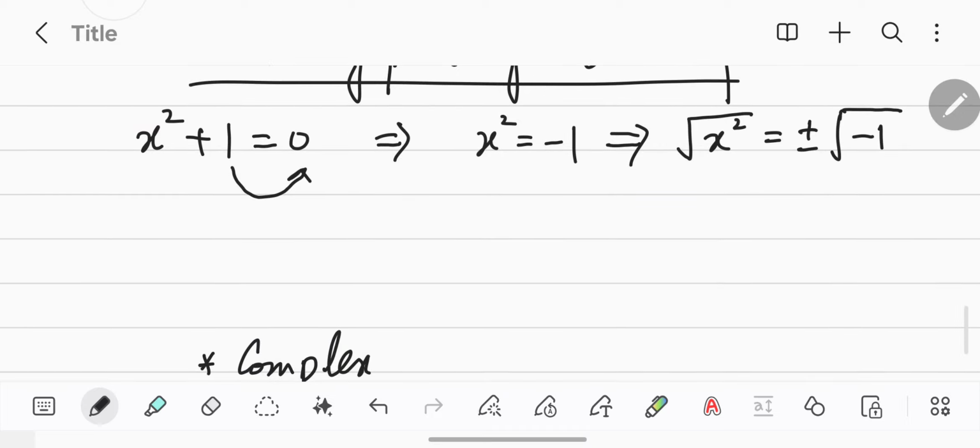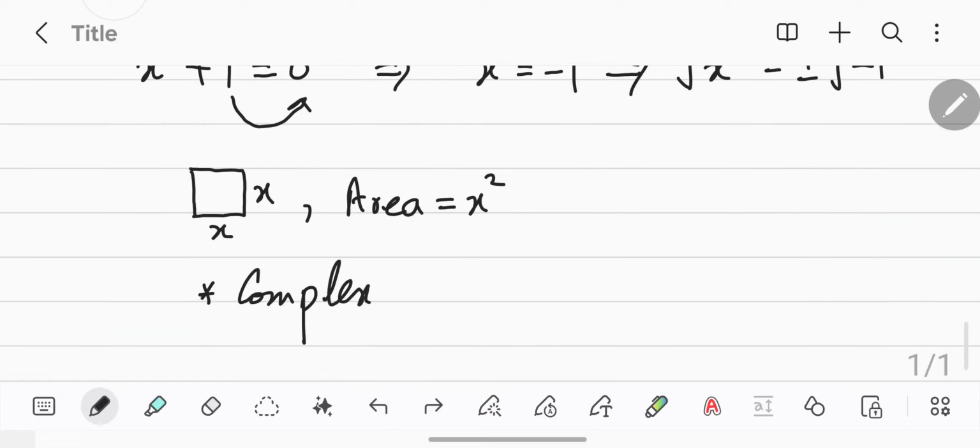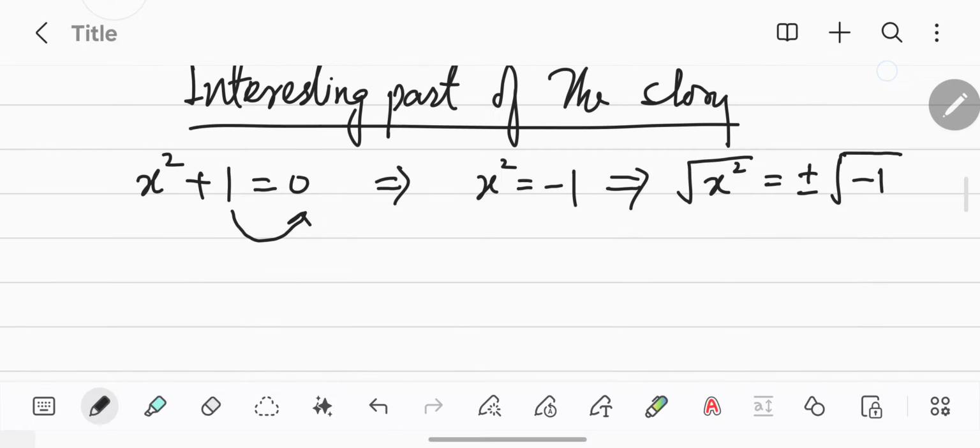Why? Because if you think of a square whose length is x and whose height is also x, if I ask you to find the area of this square, it will be x square. This multiplied by this. Okay, so this is okay in the real world. So I told you that this cannot be a real number. This is an imaginary number.